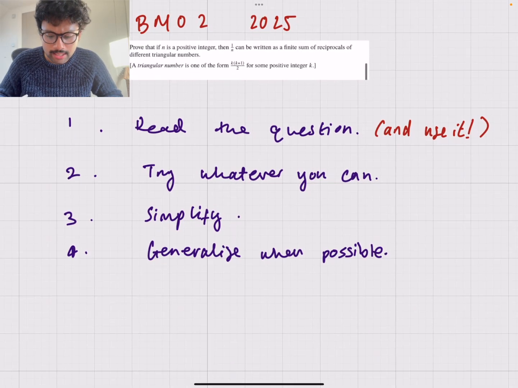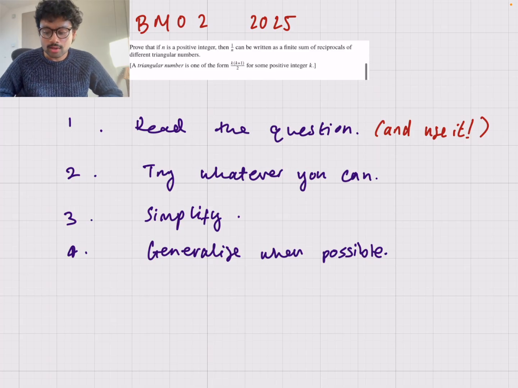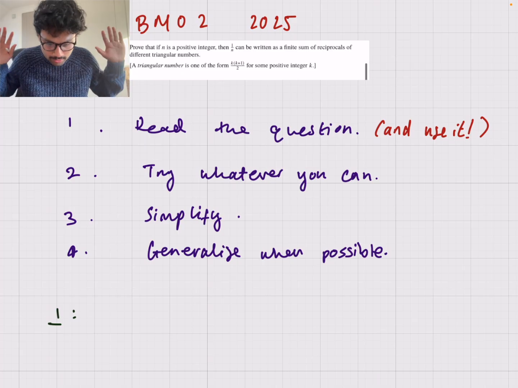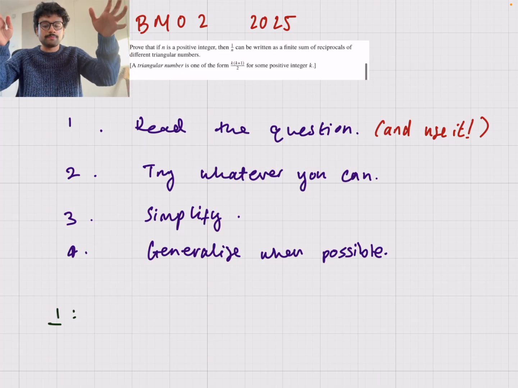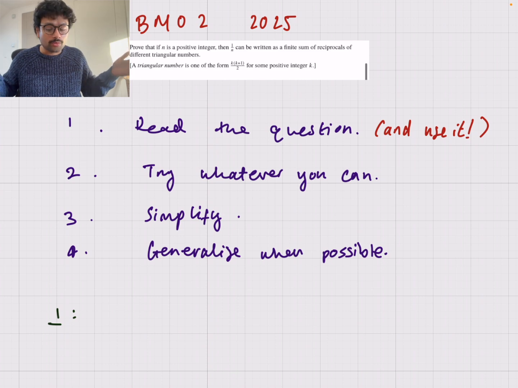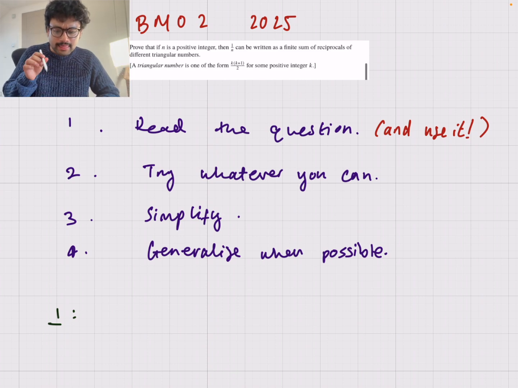So let's start with the tips. Tip number 1: read the question and use it. So let's read the question. Let's take as much information from this problem as we can so that we can use it. And just fundamentally, you obviously need to understand the question, and there are little bits and pieces that sometimes slip through the cracks.